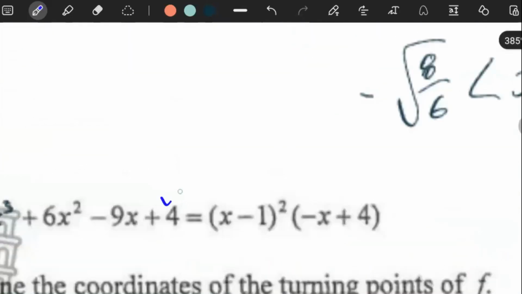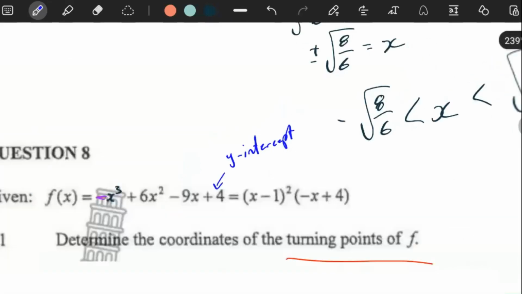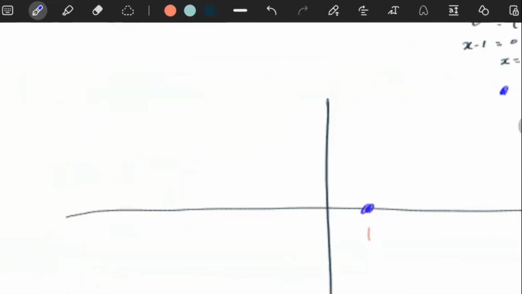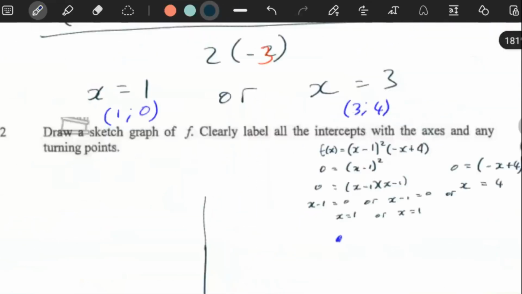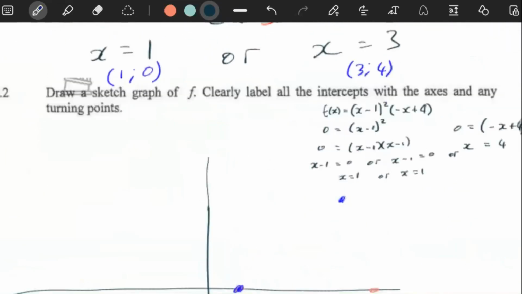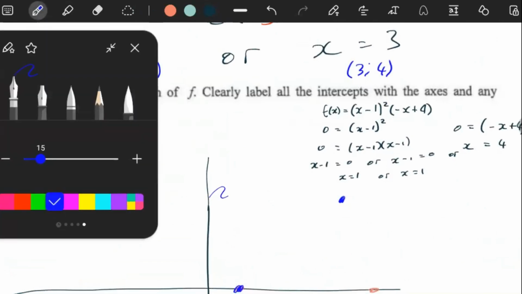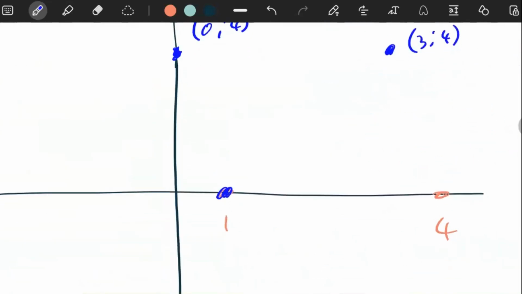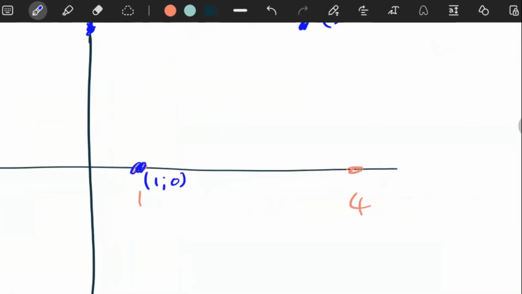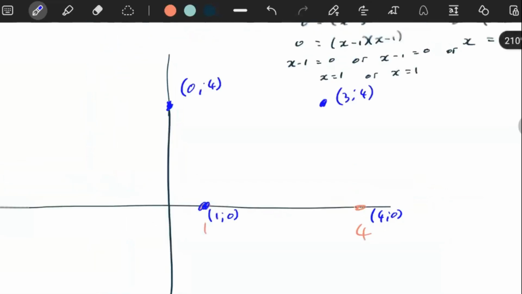Furthermore, this is giving us the y-intercept because it is our constant over there. So since this is a 3, is it a 3 or a 4? No, this is a 4. So it means that over here, we can expect to see our y-intercept, right? So this coordinate here is 0 coordinate 4. This coordinate here is 3 coordinate 4. This coordinate here is 1 coordinate 0. This one here is 4 coordinate 0.